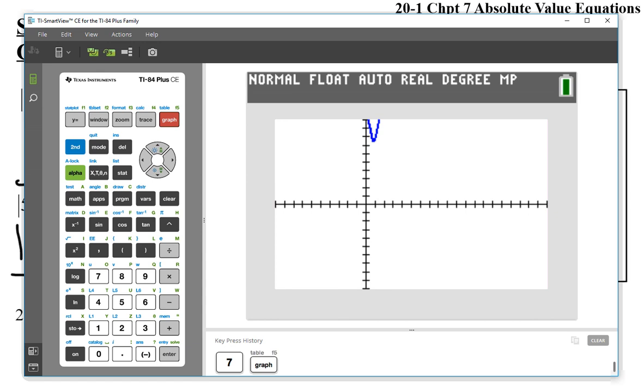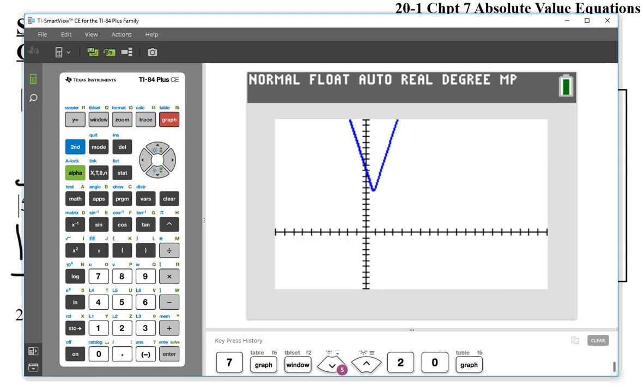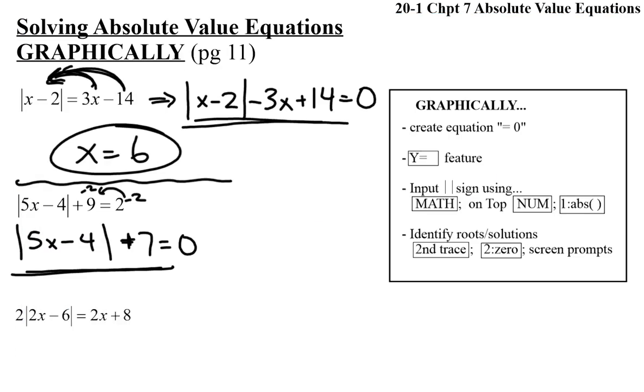Now, I don't see a lot of the graph, so I'm going to change my window. My y max, I can go up a little bit to see what happens. And when I graph that, I see that my graph doesn't have an intersection point. There is no x value, which matches what we found when we solved algebraically. There is no solution. Algebraically it worked out, and graphically we got the same answer. Impossible, no solution.